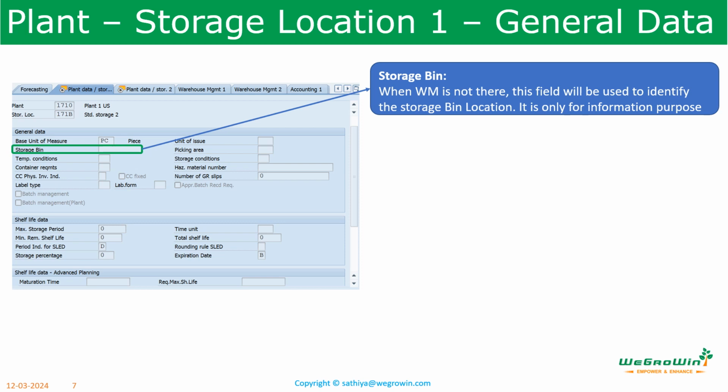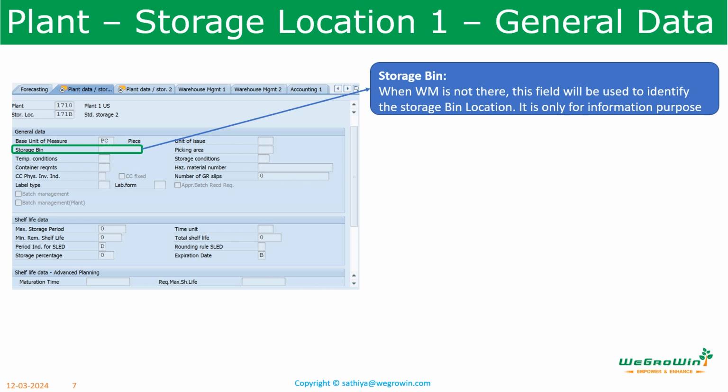So here the general data is the first tab in the plant storage location view 1. Here it starts with storage bin. Storage bin is a field that can be entered by the warehouse staff to identify the location within the storage location where the material is always stored. For example, if the warehouse management module is not there, this field can be used to identify the location. The storage bin field does not have any functionality within inventory management. It does not have any functions, which means that we cannot get the details. If you want to have any report or something like that, we have to customize and get it.